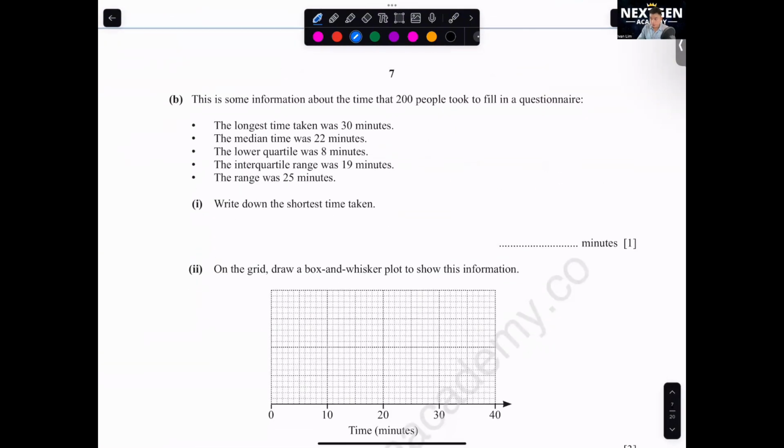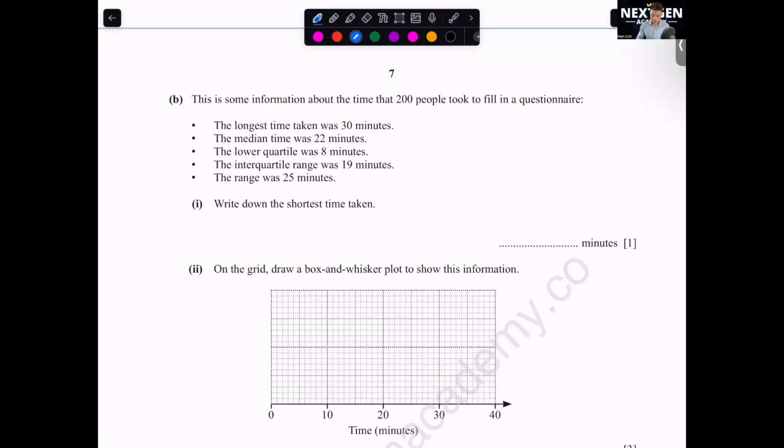Question B. This is one a lot of students ask about. This is some info about 200 people who took time to fill in a questionnaire. The longest time taken was 30 minutes. The median time was 22. Lower quartile was 8. Interquartile range was 19. The range was 25. Write down the shortest time taken.